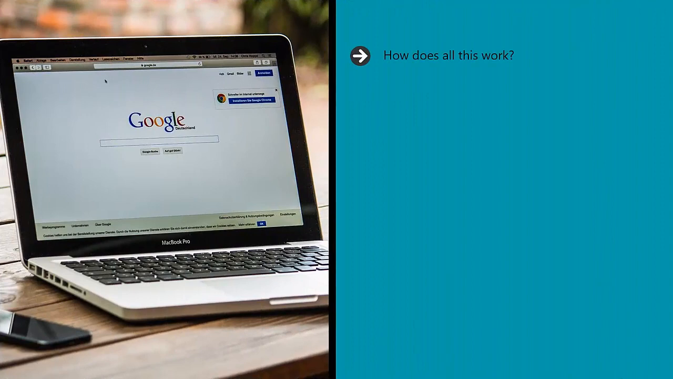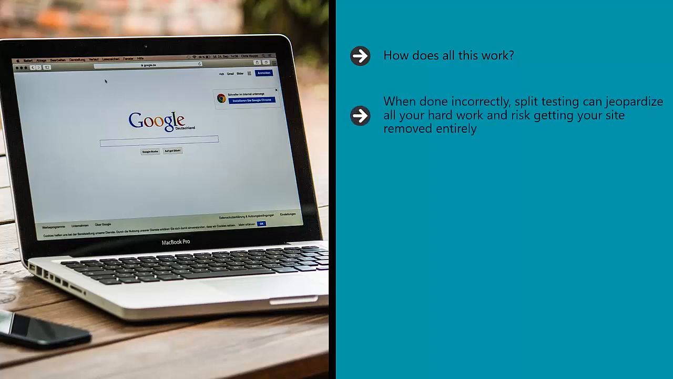It's actually very simple, although not without a great deal of nuance that can determine the success of such endeavors. When done well, split testing can mold any website or blog into a hugely successful titan that catapults every new post to the top of Google. When done incorrectly, split testing can jeopardize all your hard work and risk getting your site removed entirely. It's high risk, high reward, but it's also perfectly accepted by Google and a skill that's 100% worth developing.